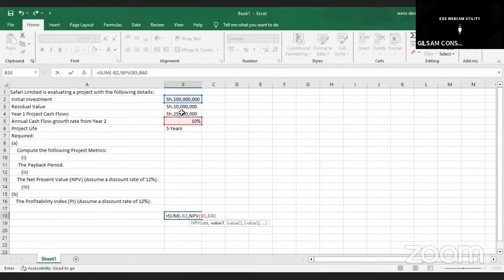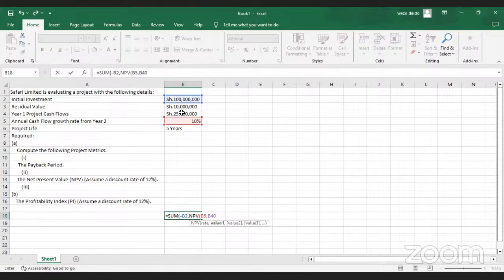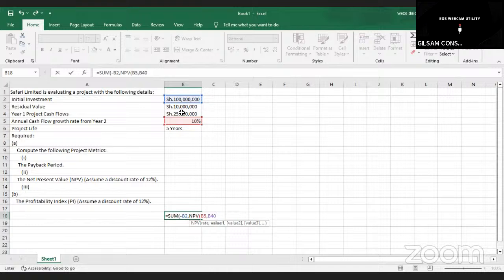What do we normally do with the residual value? It should be subtracted. It is the same, because remember that is the only amount which will occur at the end of these 5 years, right? So it will be the same. It is the same as cash inflows. So we should not be subtracting. So get the NPV first for 25 million.